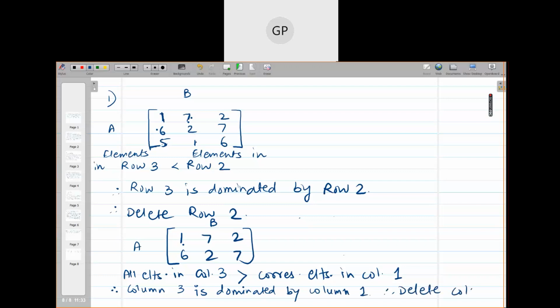Excuse me, ma'am. Yes. Ma'am, here you have written delete row 2, so we have to delete row 3, no? Yes, delete row 3, sorry. I deleted row 3 but mistakenly wrote row 2 while writing. Okay, ma'am.